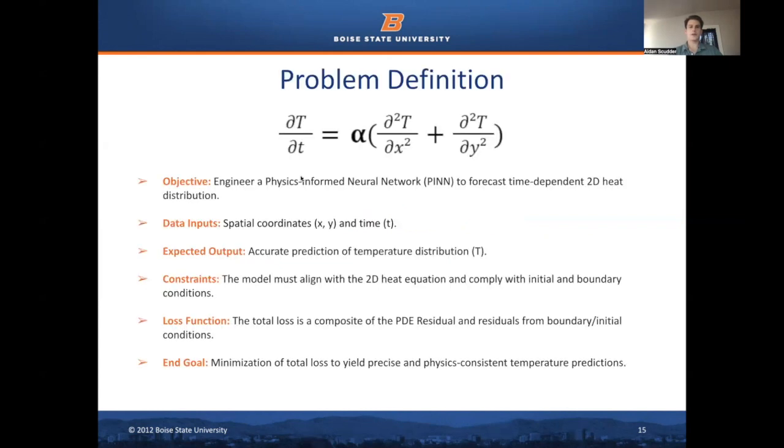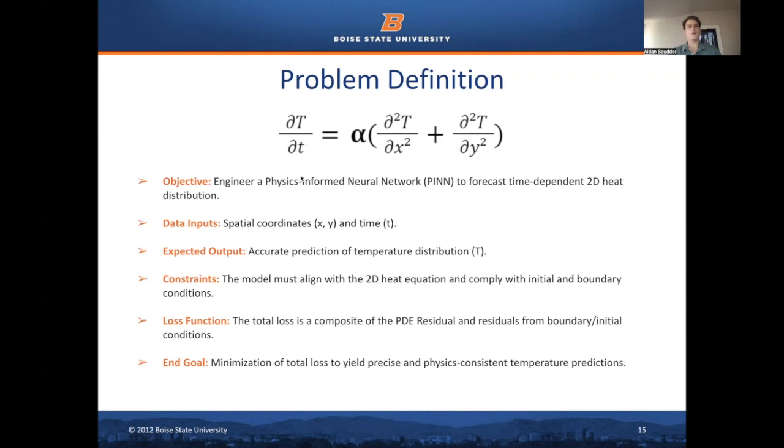In this part of our study, we aim to engineer a PINN to forecast the time-dependent 2D heat distribution. Our primary goal is to create a model that can predict how heat distributes over time in a 2D space. The inputs we're working with are the spatial coordinates x and y and time, t. The expected output from the network is an accurate prediction of the temperature distribution, denoted by capital T.